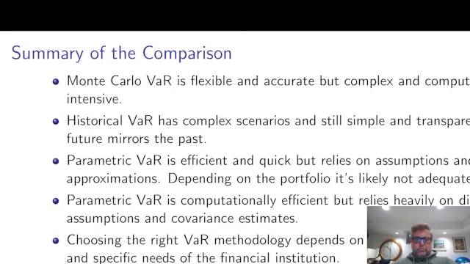Parametric VaR is also computationally efficient, but it basically relies on this distribution assumption. And the covariance estimates also need to be well done. So the VaR methodology depends on the portfolio. It depends on how much data you have, your specific needs, the sophistication of the quants, the sophistication of the vendor, how well you can interpret basically the results.